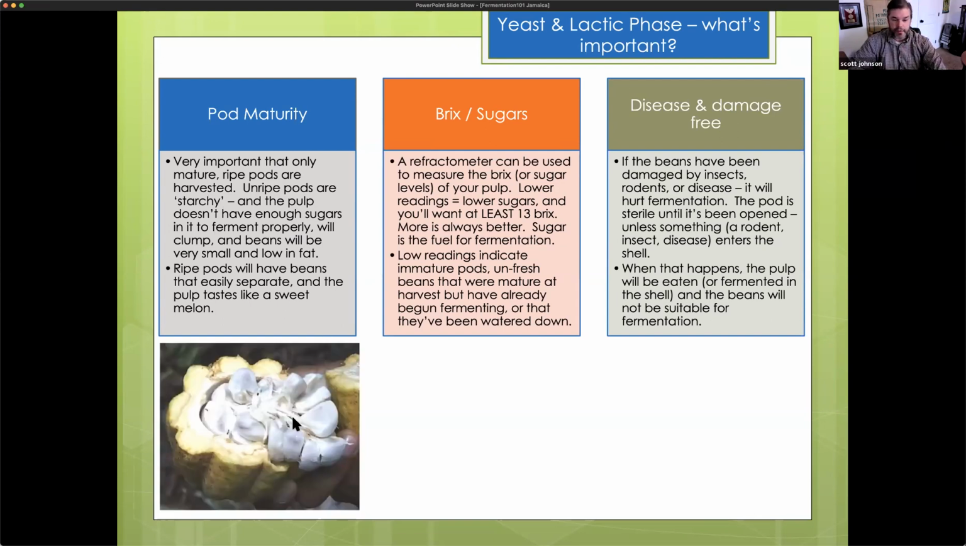All right, so this is really what we're looking for in terms of a cocoa pod that's mature and ready to harvest. This is going to ferment really, really well. If we try to ferment the last one, you're going to run into all kinds of problems.